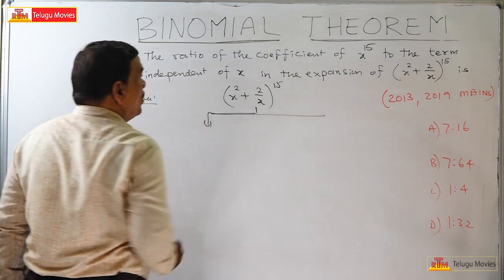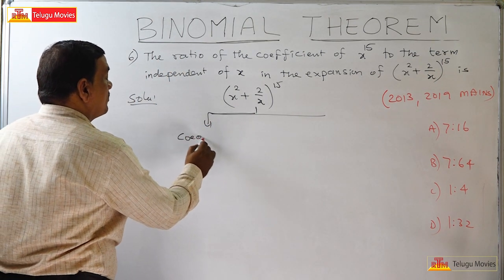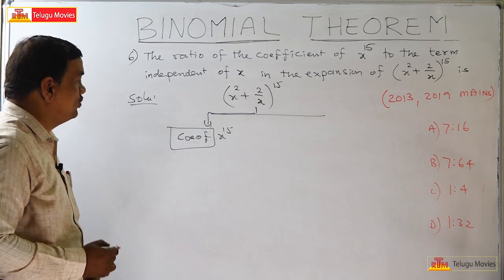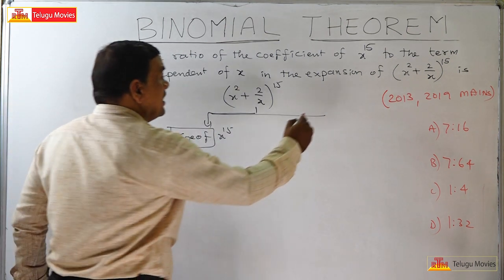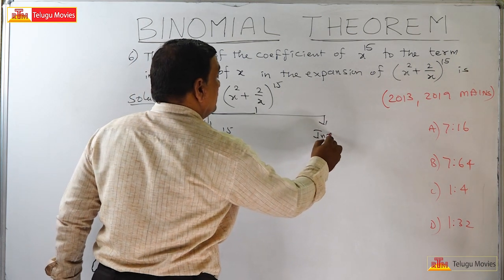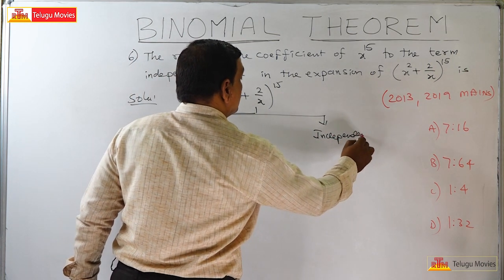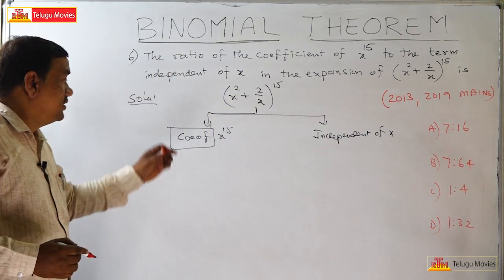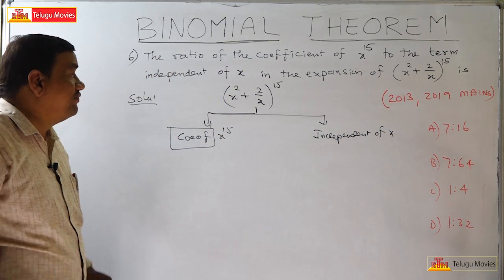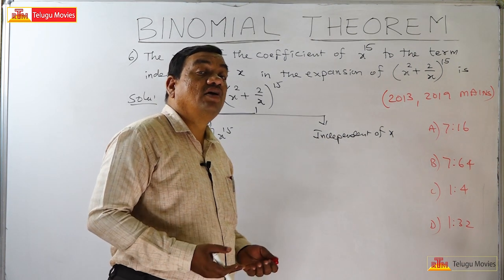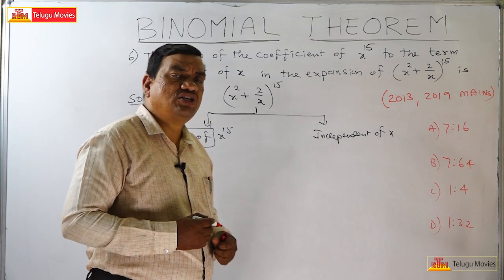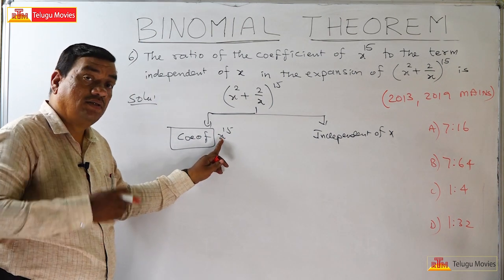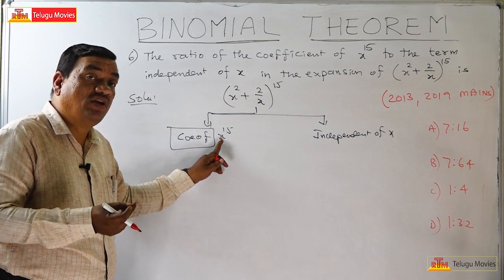What are they? The coefficient of x to the power of 15, and the term independent of x. That means the constant term. So you have to find out the ratio of the coefficient of x to the power of 15 and the term independent of x, that is the constant term. Very easy one, right?